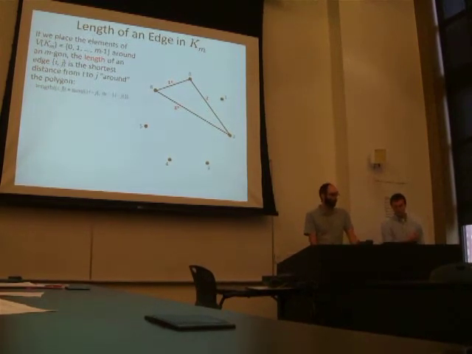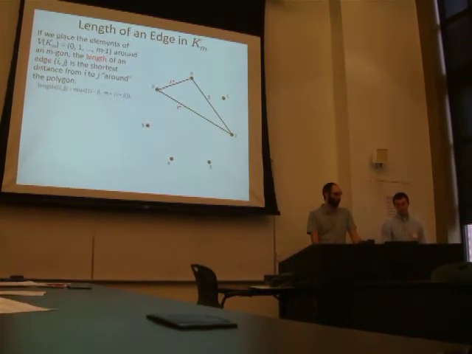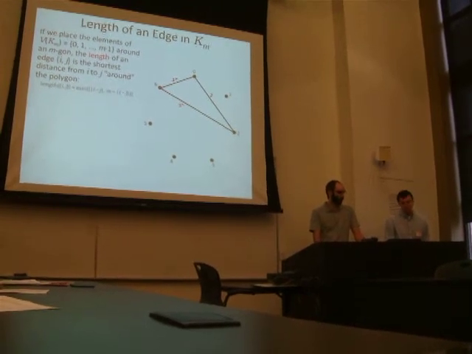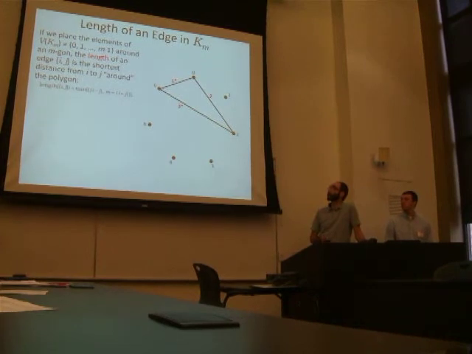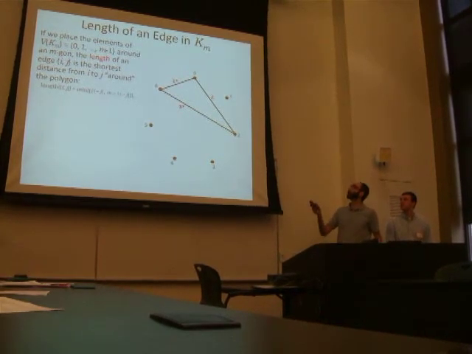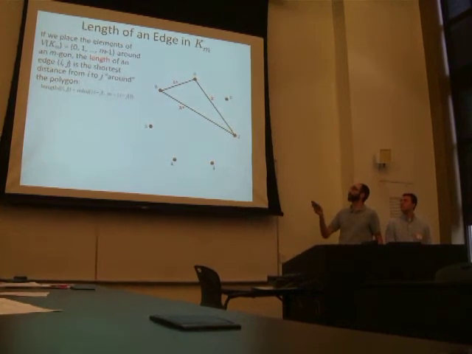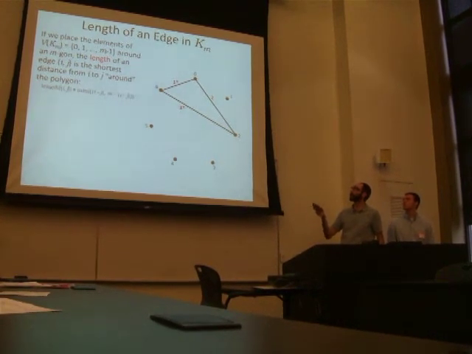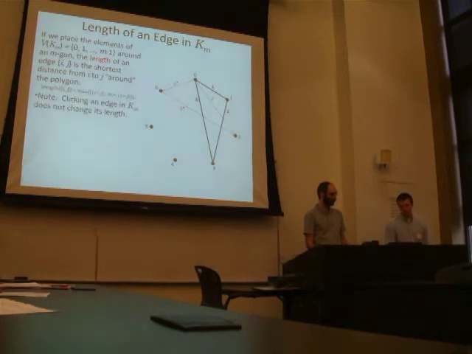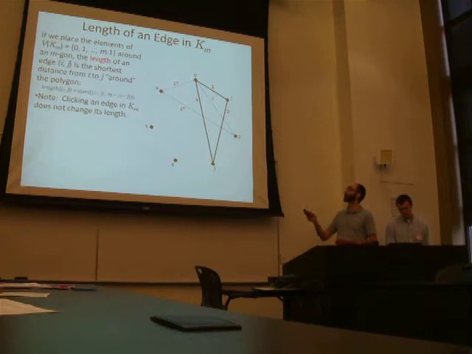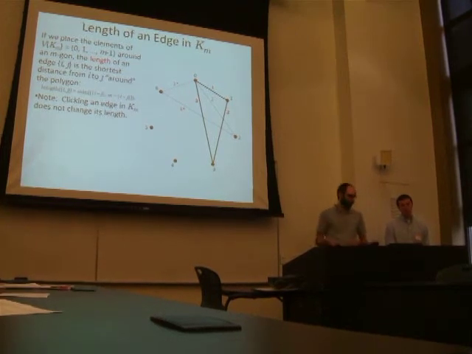Now, I said edge length is very important. If we place the elements of the vertex set of Km around an m-gon, then the length of an edge is the shortest distance around the polygon. From 0 to 2, the shortest distance is 2, so the length is 2. However, from 2 to 6, going around the bottom is a distance of 4, but around the top is a distance of 3. We take the shortest, so the length is 3. If we click that, it doesn't change the length of the edge. You notice this is still a length of 3 here.